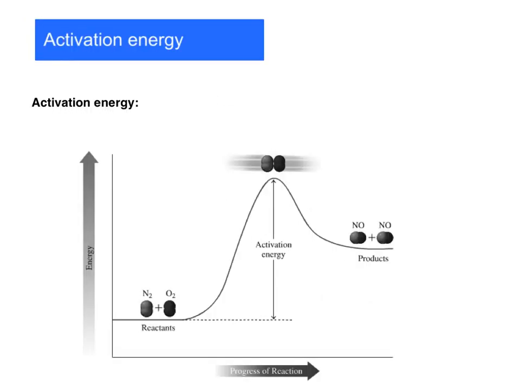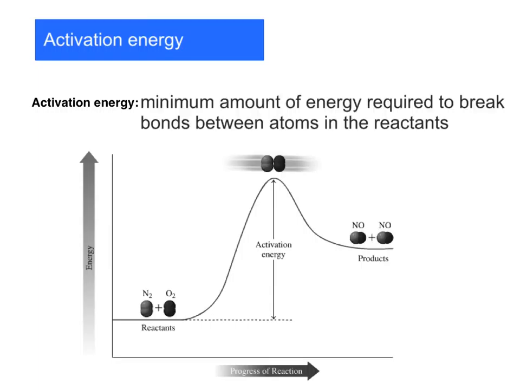Okay, so to get at this, we need to look at something called activation energy. So the activation energy is the minimum amount of energy that's required to break the bonds between the atoms in the reactants. Okay, so we've already talked a little bit about endothermic and exothermic reactions. So what is shown here, the reactants have less energy than the products, okay, but we don't just need enough energy to get from here to here. We also need enough energy to get up here, okay?